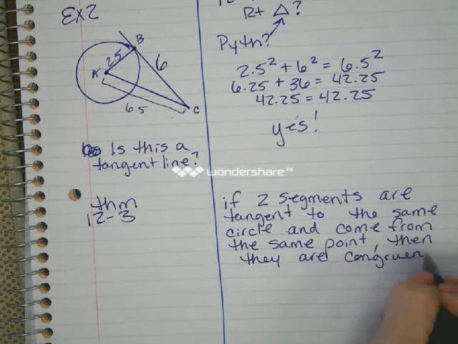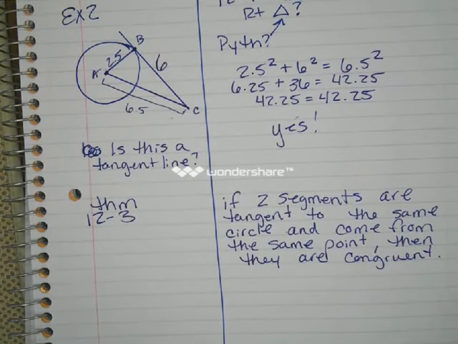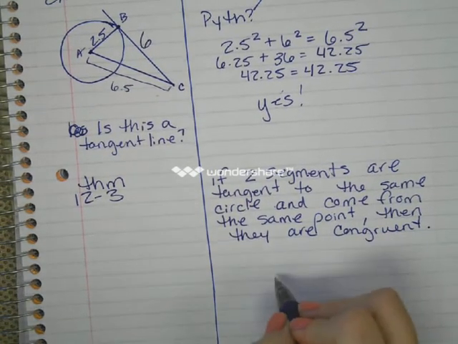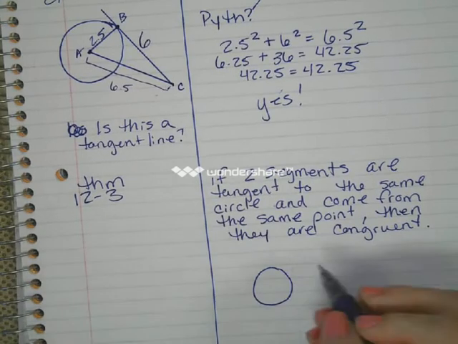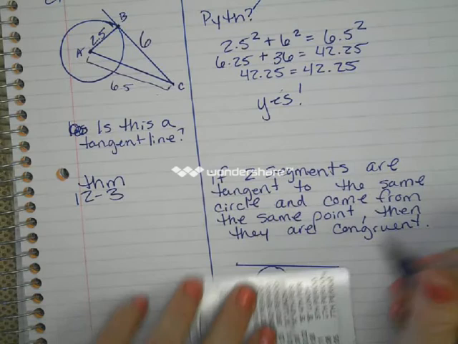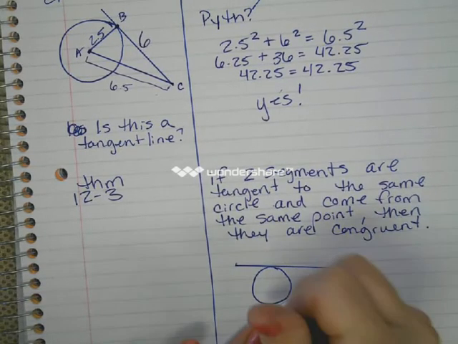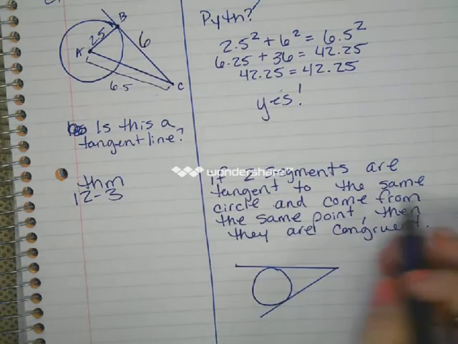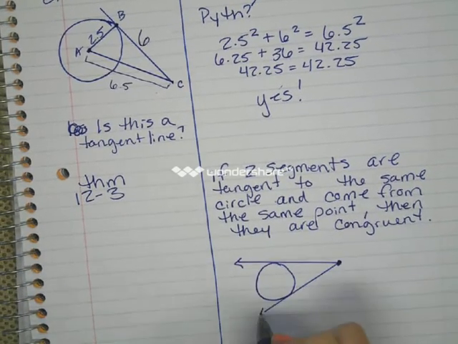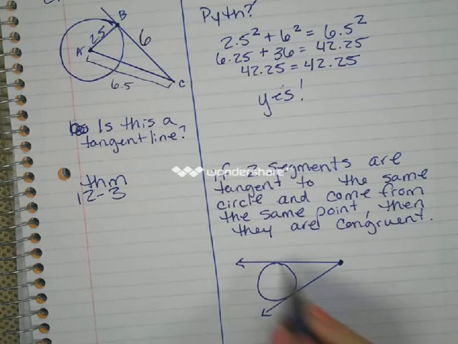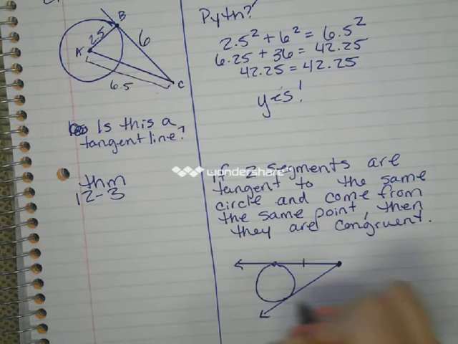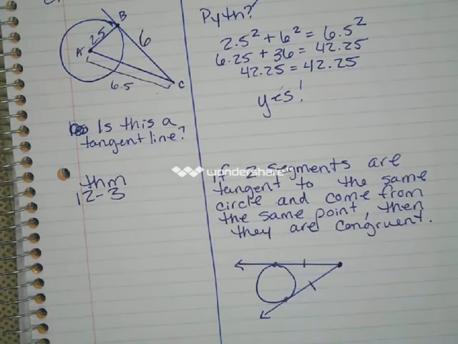Let's go over it again. We have two segments and a circle. So if we have a circle, and I draw two tangents, draw that tangent and that tangent, and it says they come from the same point. That means they're starting at the same point, and they're both going off of this point, and they're both tangent to the circle. What that is telling you is that this segment and that segment are equal.